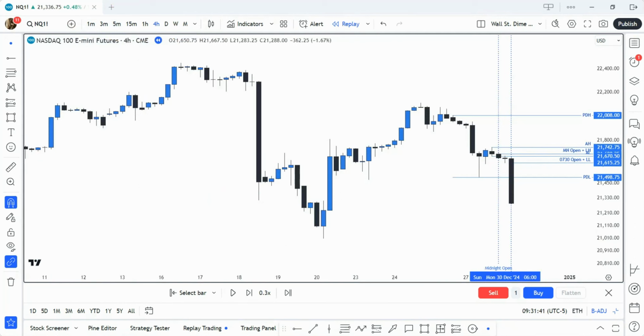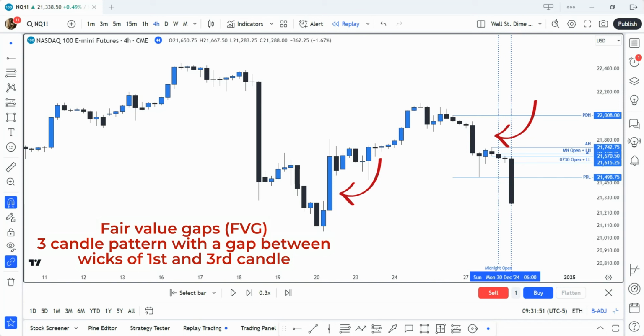Now we're here on the 4-hour chart. Let's talk about what we're going to do here. We're going to start by identifying key areas of interest on this higher time frame. We're looking for fair value gaps. I choose to use fair value gaps because they're just easy for my eye to see.